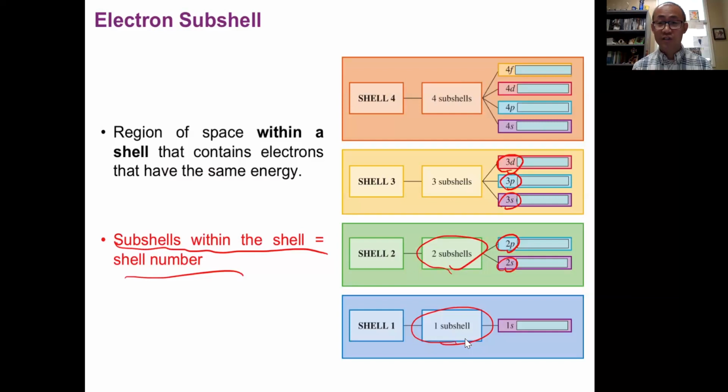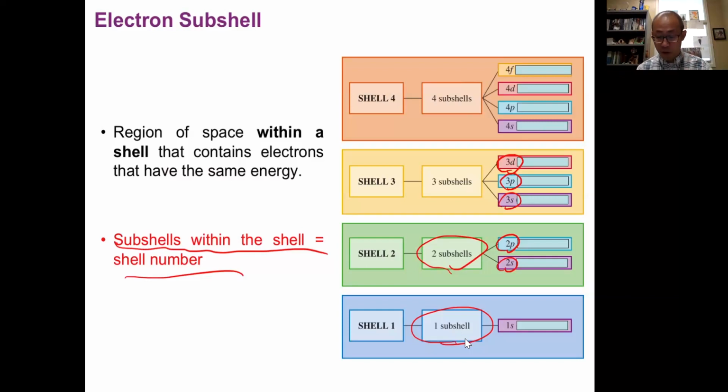Okay, keep in mind this picture, very important. What is shell energy level? Within each shell, there are subshells, and the number of subshells is equal to the shell number. And how do we designate the subshells? 1s, 2s, 2p, 3s, 3p, 3d, 4s, 4p, 4d, 4f. These are subshells. And move on.